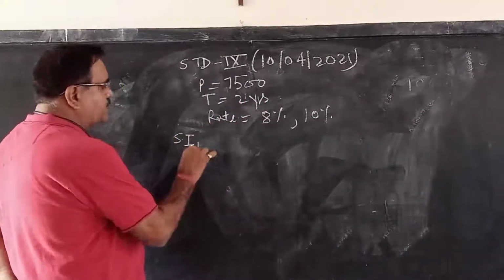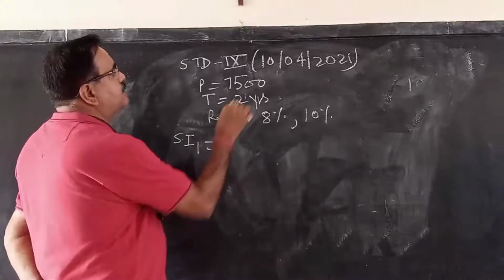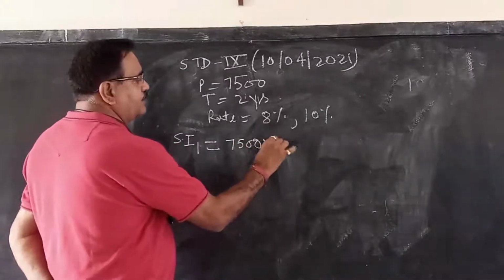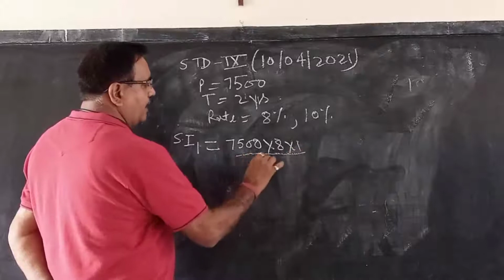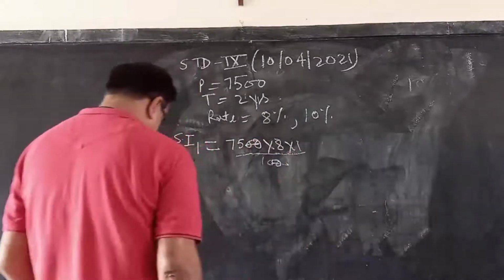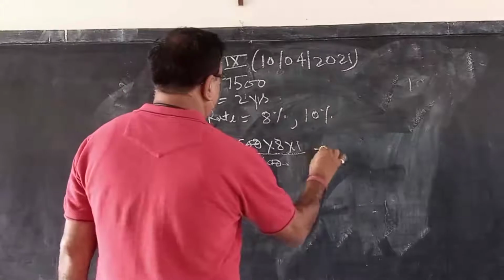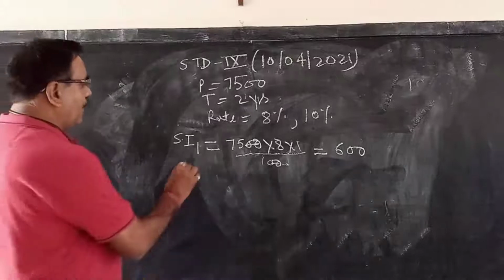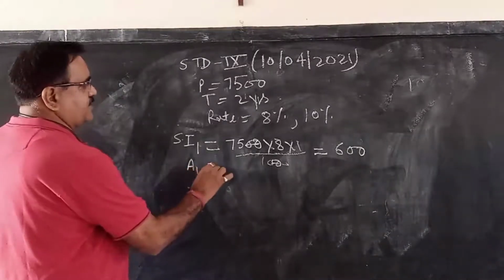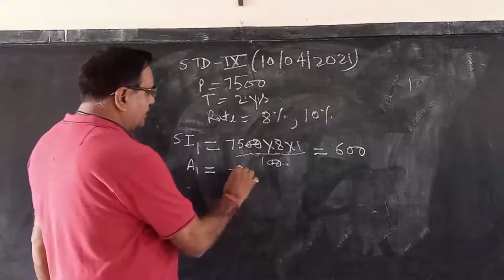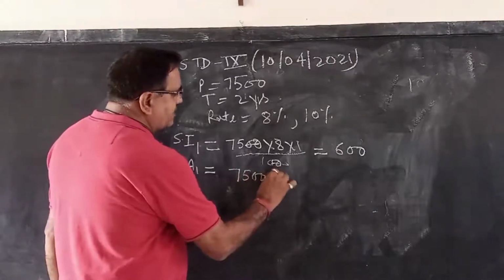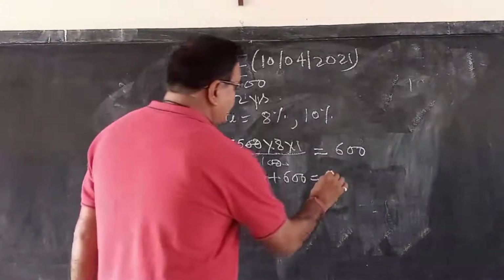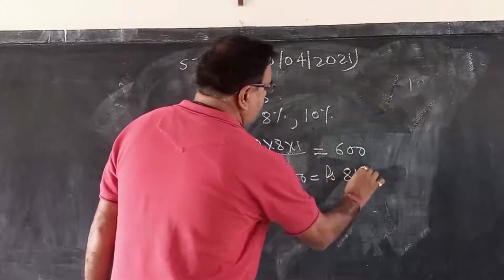So, simple interest for the first year. What does first year mean? The principal is 7500. Rate for the first year is given 8%. Time 1, divided by 100. That is 600. Interest is 600. Now A1 means the amount of the first year. What is the amount of the first year? The principal of the first year plus the interest of the first year. Right? That is equal to rupees 8100.